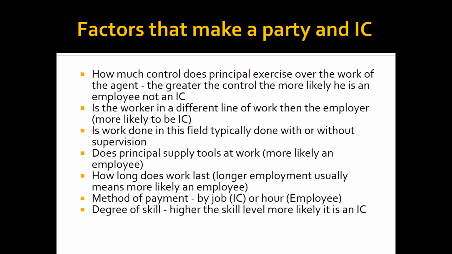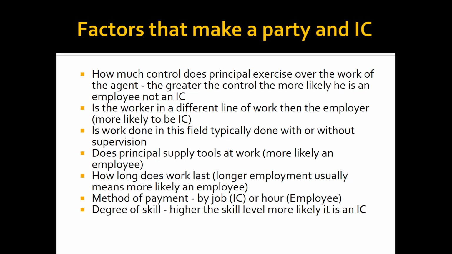We also look at what is your line of work. You know, if I'm a pharmaceutical manufacturer and I hire someone to be a security guard as an independent contractor, those are two different things. But if I'm a pharmaceutical manufacturer and I hire a scientist to develop a drug, those are more closely related, so it's more likely that that person is an employee rather than an IC.